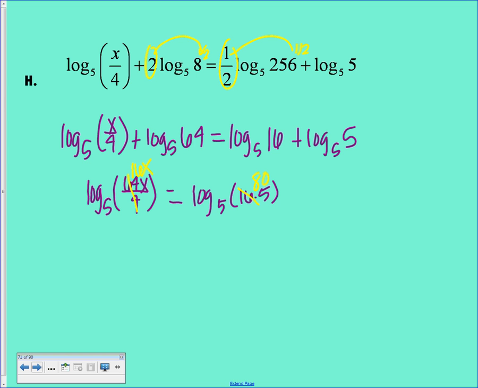Now my logs, okay, I've got one log equal to one log. So along with the 5s, those are going to cancel. So now I've got 16x to equal 80. Well, that turns out nice. So then x just simplifies down to 5. Okay, so a lot of steps there, but hopefully you're kind of getting the hint. Big thing to remember, look for coefficients first. Okay, look for coefficients first, and then addition is multiplication, and subtraction is division.